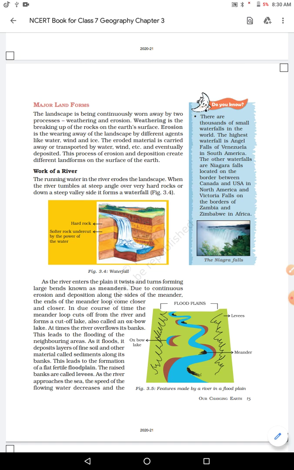As it floods, it deposits layers of fine soil and other material called sediments along the bank. This leads to the formation of a flat, fertile flood plain. Okay, flood plains in UP and Bihar generally form after every monsoon, and that is very useful for farmers. In UP and Bihar, generally farmers start farming after the flood. Why? Just because after a flood the soil becomes very fine and fertile.